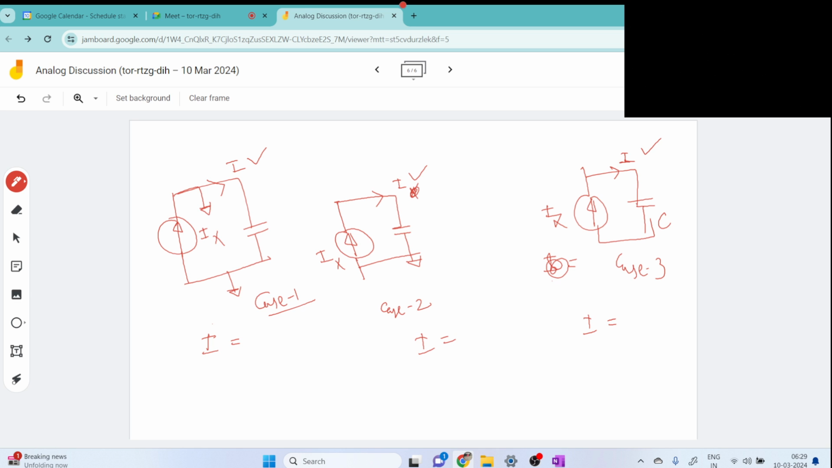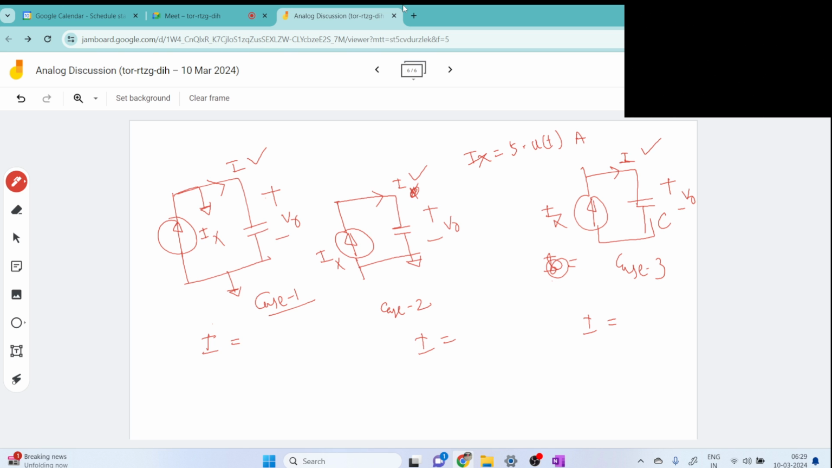What will be the case? And let's say we also want this V out in every case. So this will be more interesting, right? And let's say this Ix is nothing but, let's say, a step of 5 ampere.